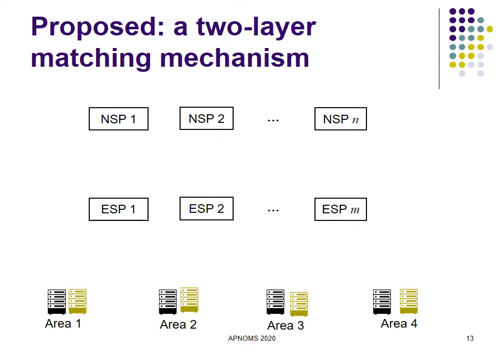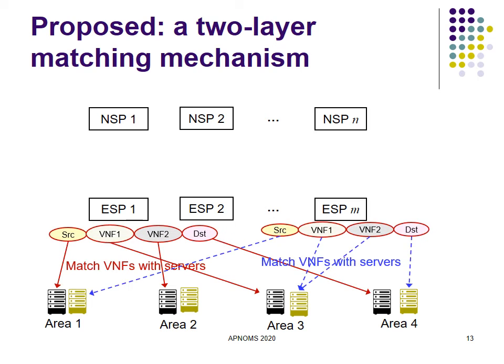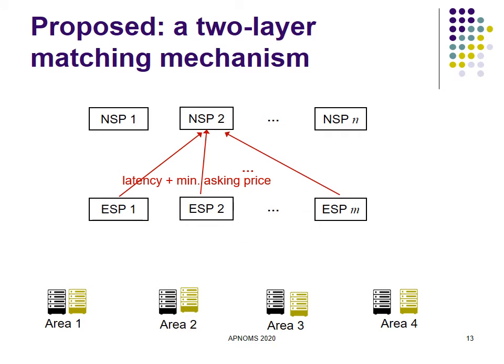We proposed a 2-layer match mechanism for this problem. First, the network service provider asks edge systems for possible deployment of their network services into these edge systems. Each edge system attempts to deploy the service chain by matching VNFs in the chain with their servers. Then they report back the resulting latency and the minimum asking price for this deployment. The minimum asking price has something to do with the cost of this deployment.